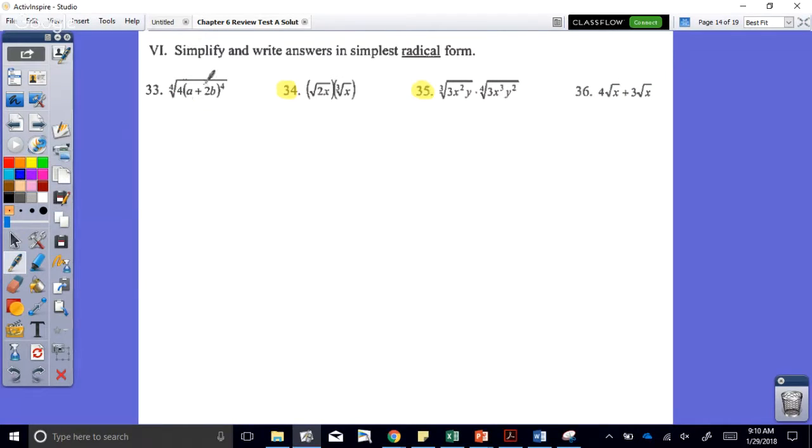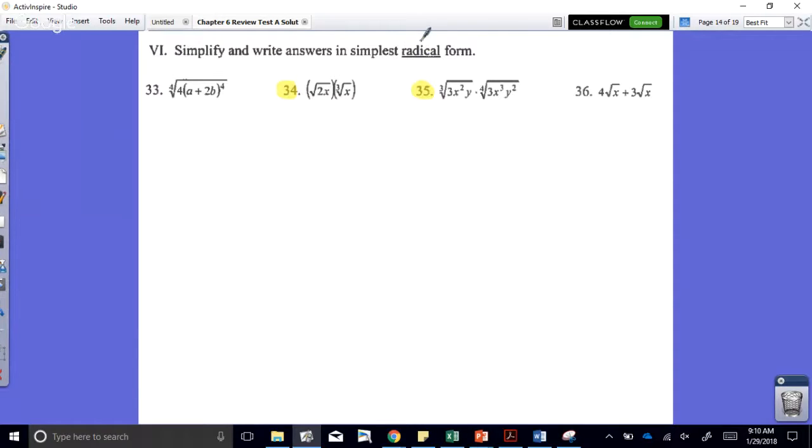Number 35. Okay, so we're writing in simplest form, possibly using exponents, but all of our answers we're going to put in radical form. This first one is asking us to multiply. However, to multiply radicals, we have to have matching indexes. A square root has an index of 2, and the other has an index of 3. So we're not going to be able to multiply using radicals. So we're going to convert to exponential form.